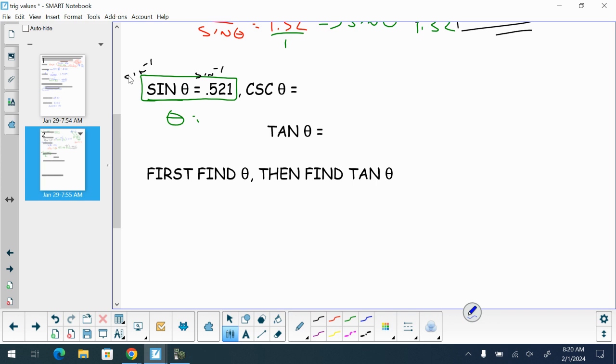London, what do you get? 31.39. Good with that? Okay, so now I want to find the tangent of this angle. So I'm going to click into my calculator the tangent of 31.39. Once again, two-step process here, not just one step. What do we get? Anybody? 0.6 what? 0.6101.